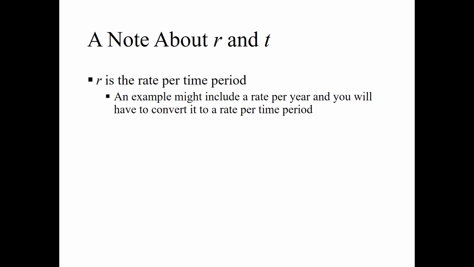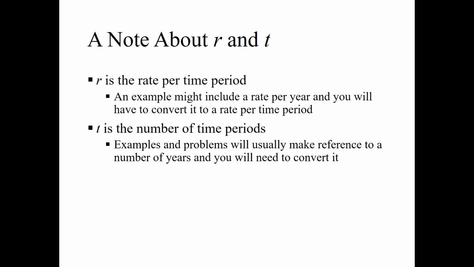One thing to note about our R and our T, it's important to remember that our interest rate is a rate per time period. In these examples, we will assume we earn interest on a yearly basis, so we wouldn't need to make an adjustment for R by dividing it by the number of time periods per year. In this case, we would simply divide it by 1, which gives us the same value.